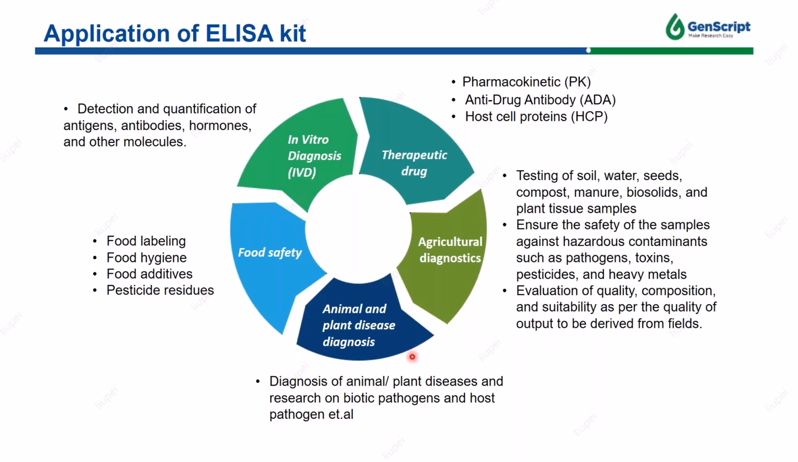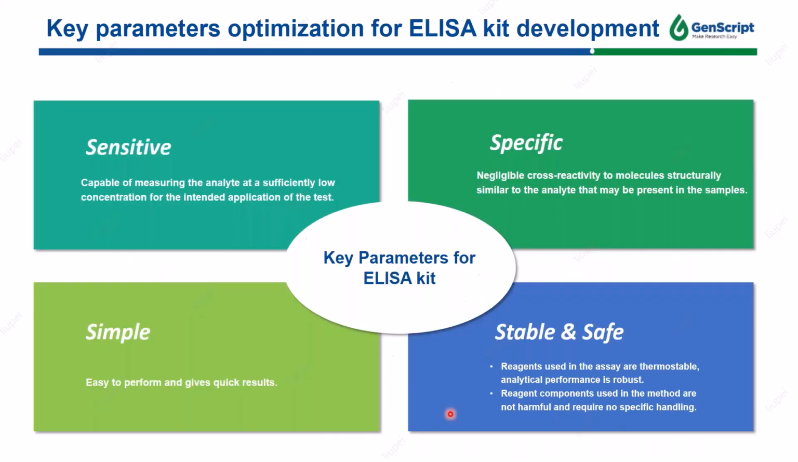For animal and plant disease diagnosis, they will use ELISA for diagnosis of animal and plant disease and research on biotic pathogens and host pathogens, and so on. So although many in vitro diagnostic companies manufacture reagent kits for research use, they can't keep pace with the ever-expanding needs of researchers investigating new proteins.